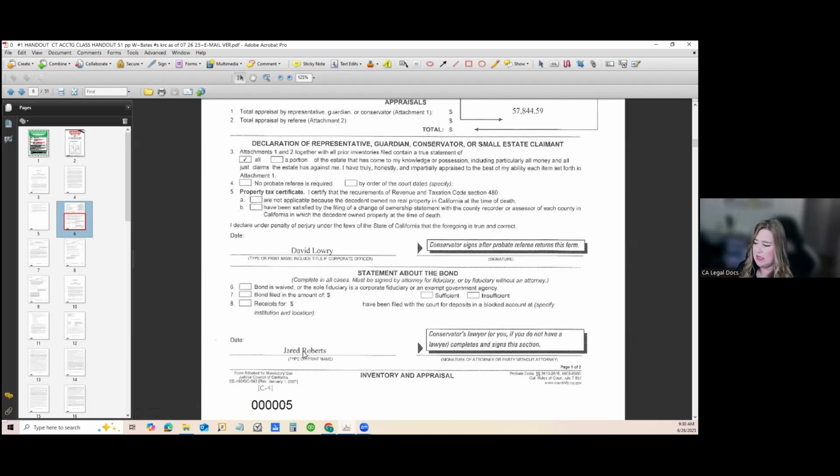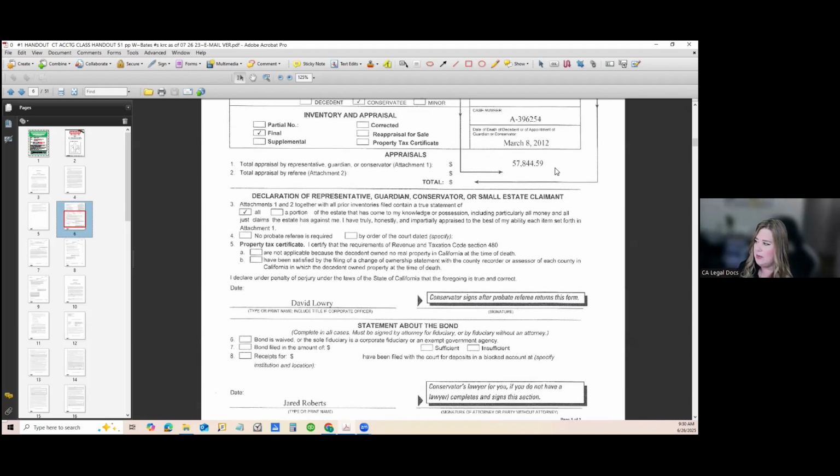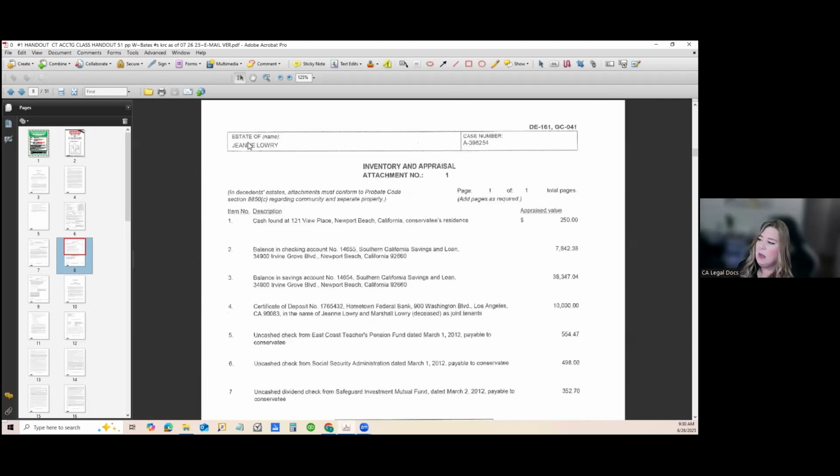Then there is the date. If there's an attorney, the attorney signs here. If there's no attorney and it is completed by a pro per, the name of the pro per will go in both slots. Again, this is not signed till it comes back from the probate referee. Okay, we're going to get into attachment 1 and things that will go on. Are there any questions? Perfect. I'm going to go to attachment 1.